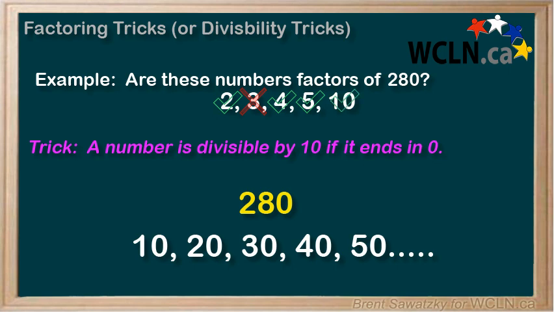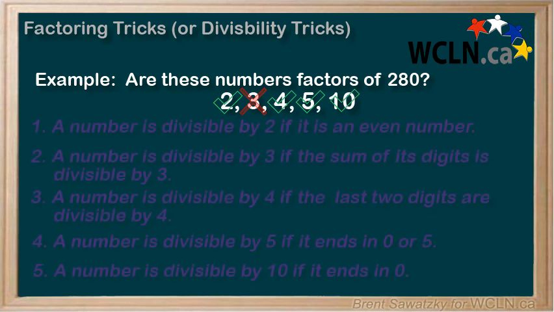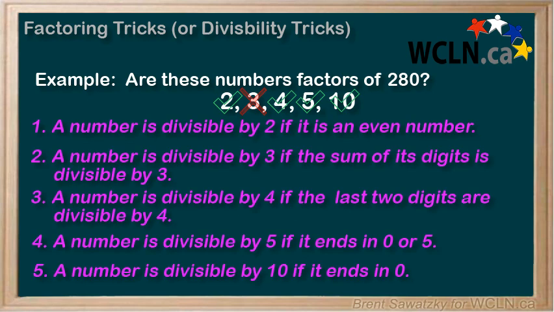So, of all the numbers we tested, all are factors of 280 other than 3. So really, these factor tricks are just a quick way to recognize which numbers are factors. This can save you a lot of time over experimenting with each. There are lots of additional tricks, but these 5 are the basics. If you have these clear, you can save yourself a lot of experimenting.